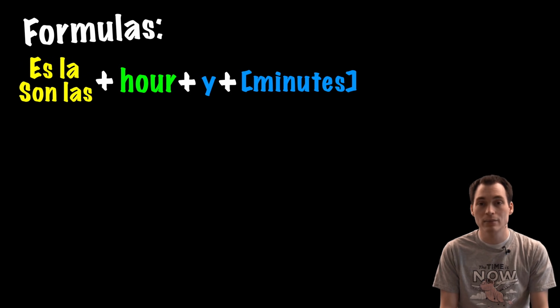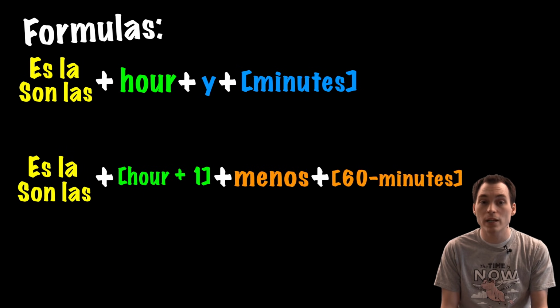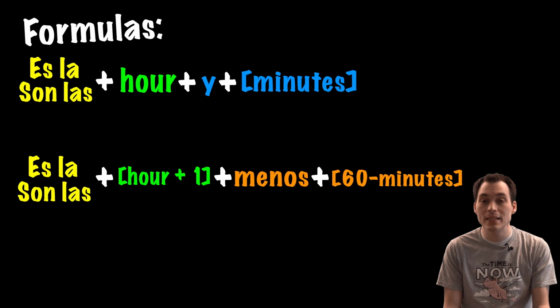So the original way that we can tell time in Spanish is es or son, and then la or las, and then the hour, which is the number, and then y, and then the number of minutes. And then you could also add the time of day. For this, though, we're going to say es la or son las, and then we're going to take the hour plus 1, and then take 60 minutes minus the number of minutes in the hour. So make sure you're adding that 1 to the hour when you're doing this. And you can say it the first or second way without any problems.